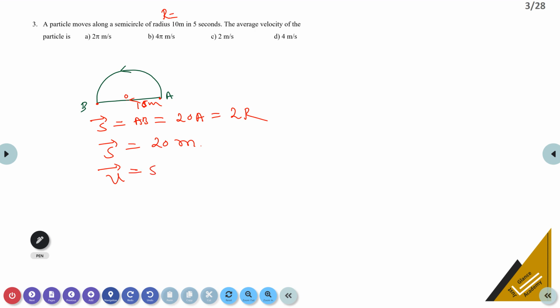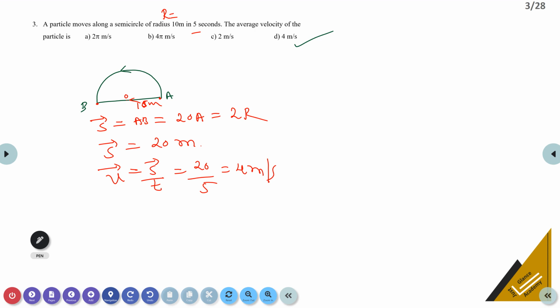Velocity equals displacement divided by time equals 20 divided by the time, which is 5. It equals 4 meter per second. So that this is the right choice.